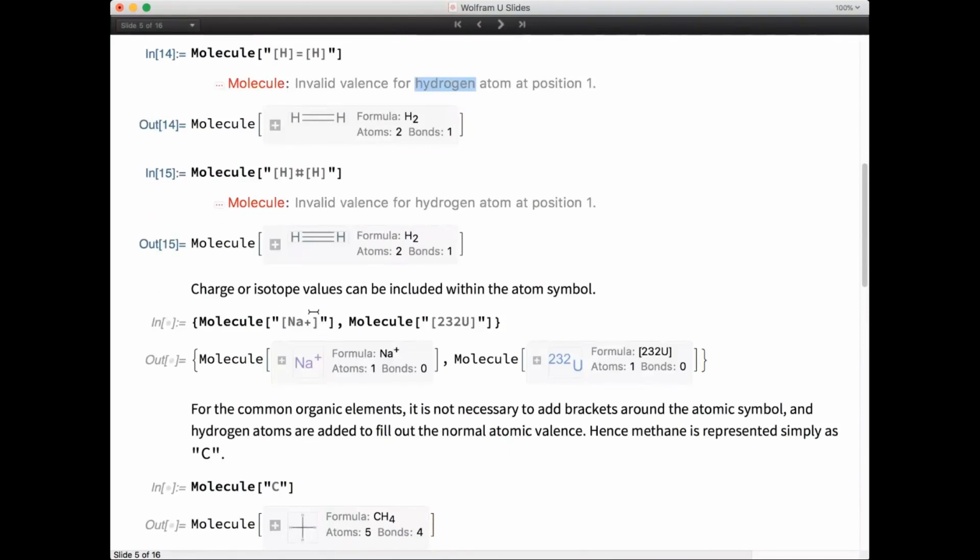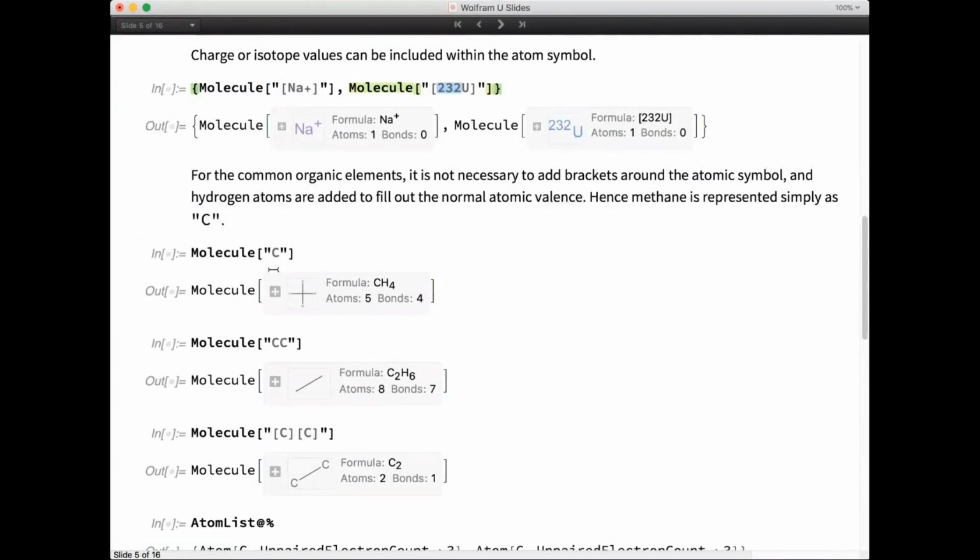So in a SMILES string, you can also indicate charge inside that, or you can indicate an isotope. For the common organic elements, carbon, nitrogen, oxygen, sulfur, chlorine, you do not need the square brackets. So when you just put a C, it interprets it as being carbon with as many hydrogens as needed to fill up its valences. So just C corresponds to methane, CC to ethane.